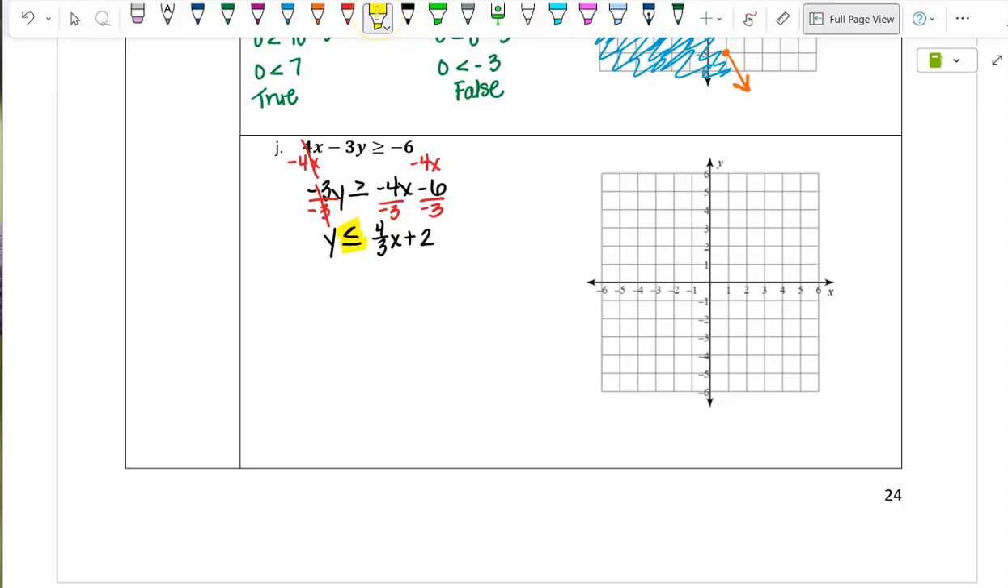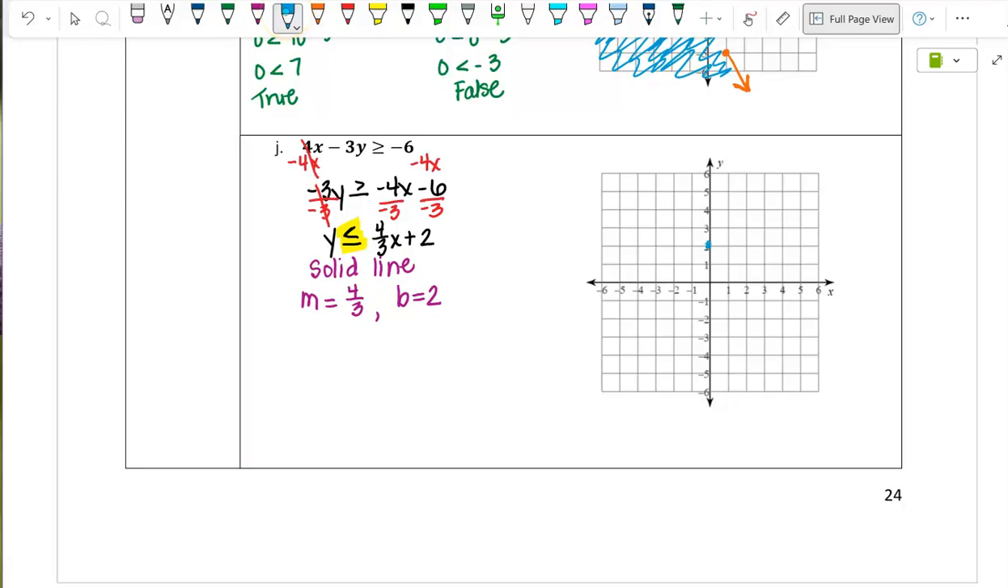So it's a less than or equal to, so that is going to be a solid line. My slope is positive 4/3, and my y-intercept is going to be at positive 2. And that's all the information I need to graph the line part of it. Again, once we graph the line, then we still have to do the testing of points on either side to see which side of that line we are going to shade.